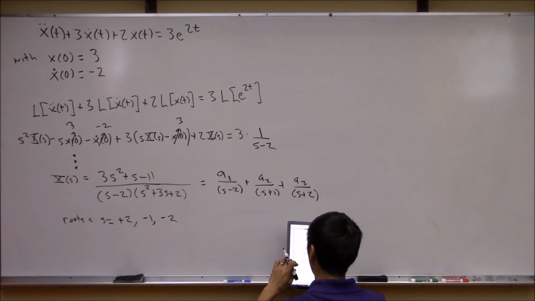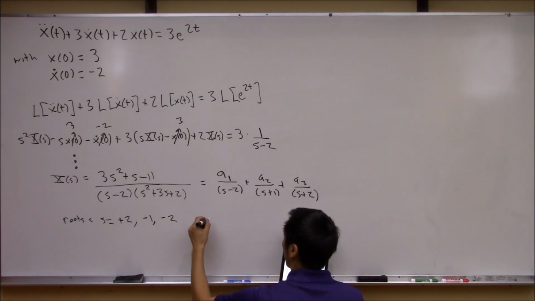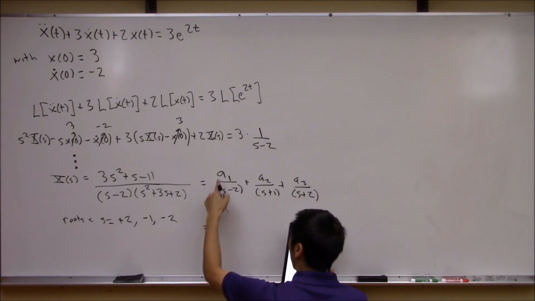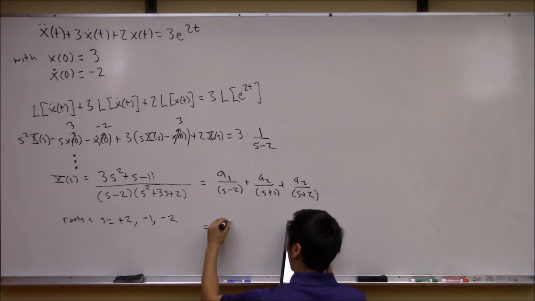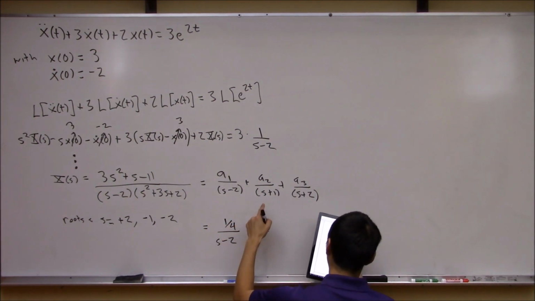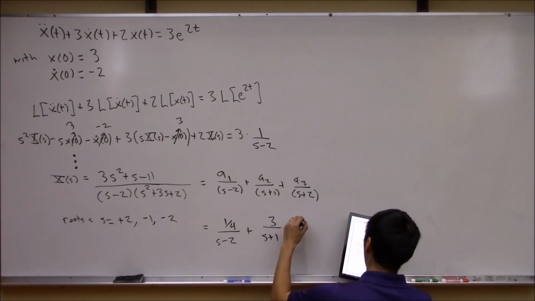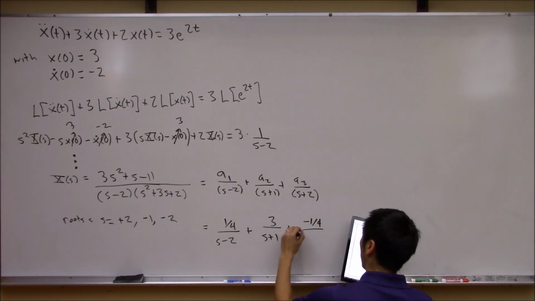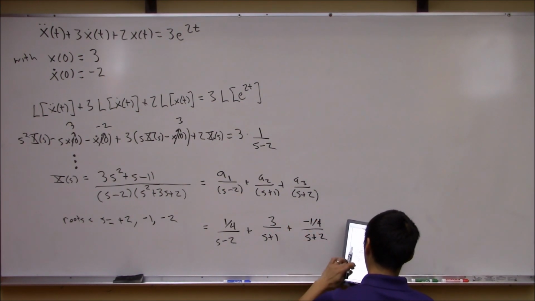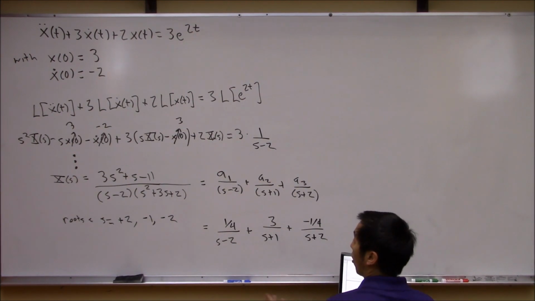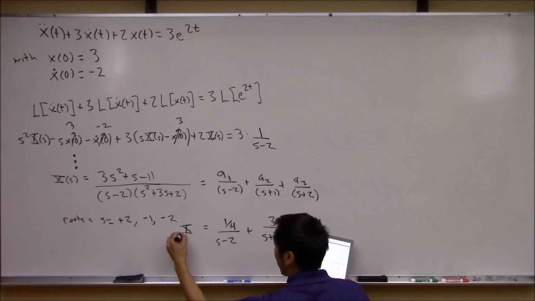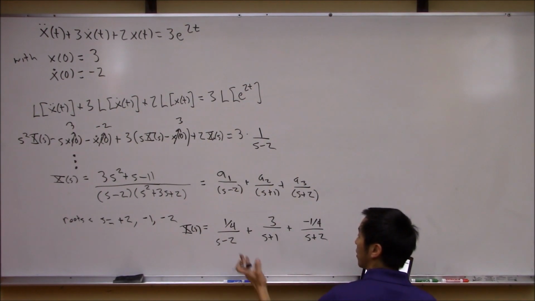And I think what you'll end up with here is A1 being a quarter all over (s minus 2), plus A2 being 3 all over (s plus 1), and then plus a negative quarter all over (s plus 2). Great. All right, so this is what X(s) looks like. So here's the signal in the Laplace domain.